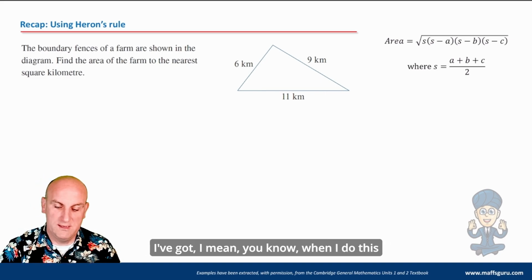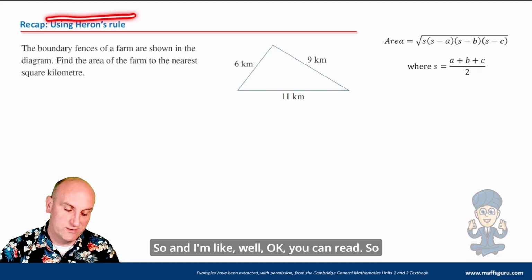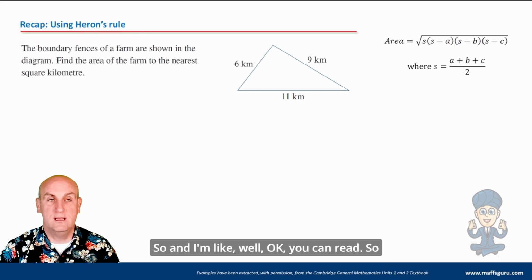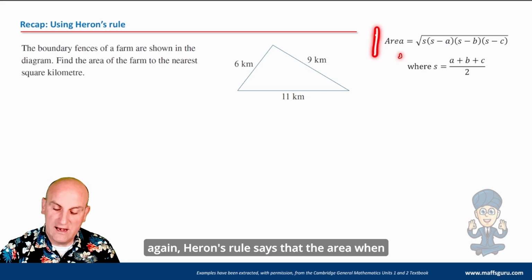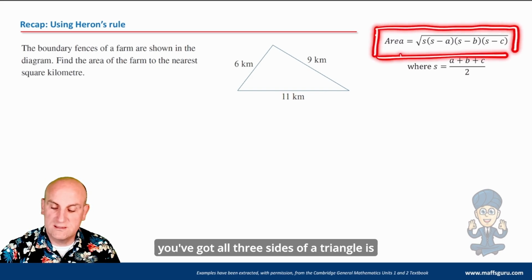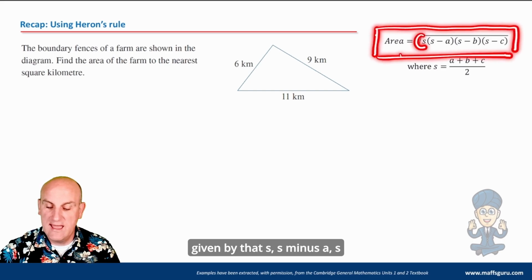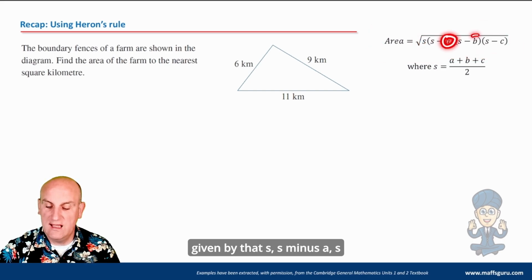Well, obviously, when I do this with my kids at school, they go, well, it's Heron's rule, isn't it, sir? And I'm like, well, okay, you can read. So again, Heron's rule says that the area, when you've got all three sides of a triangle, is given by that: the square root of S times S minus A, S minus B, and S minus C, where S is.